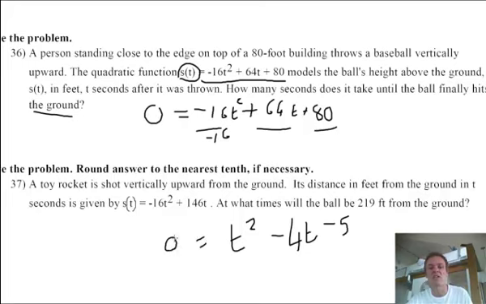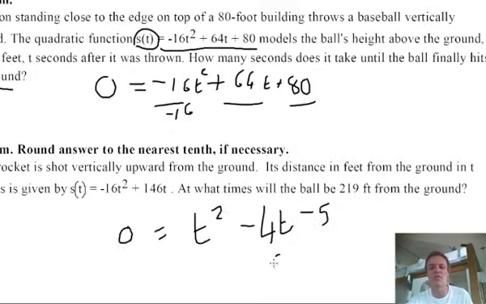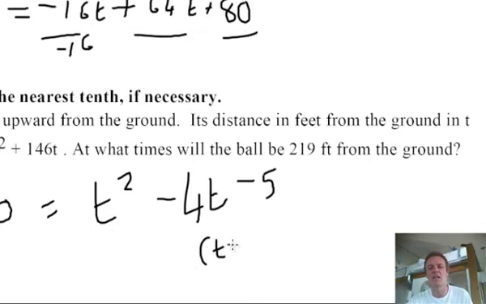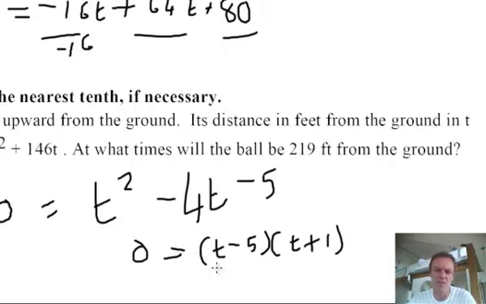You don't need the quadratic formula for this. Two numbers that make negative 5 when you multiply, and negative 4 when you add, is going to be t minus 5, t plus 1. Okay? Now that equals 0. Your two answers are going to be, so what makes it 0? t equals 5, t equals negative 1. Well, you can't have negative 1 seconds, so 5 is the answer. It takes 5 seconds for it to hit the ground.